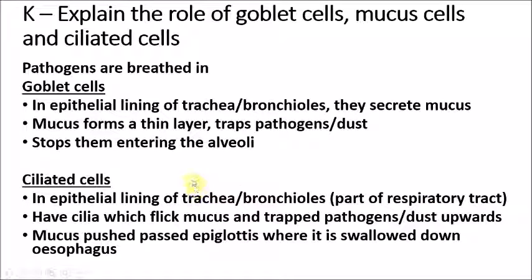It's fairly straightforward. The goblet cells produce mucus, which traps dust and particles and pathogens from being breathed into the lungs and the alveoli. And then the ciliated cells have tiny hairs on, called cilia, which waft upwards towards the epiglottis. So they waft the mucus with the trapped bacteria or pathogens up towards the epiglottis. That would then be swallowed down the esophagus and digested and destroyed.